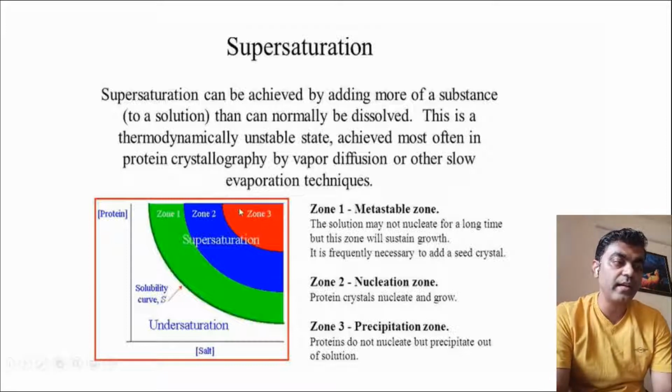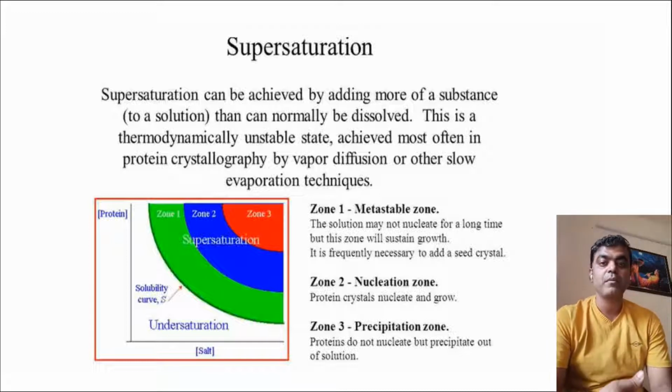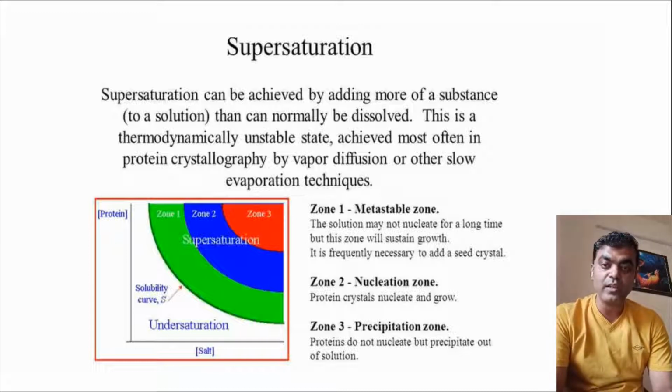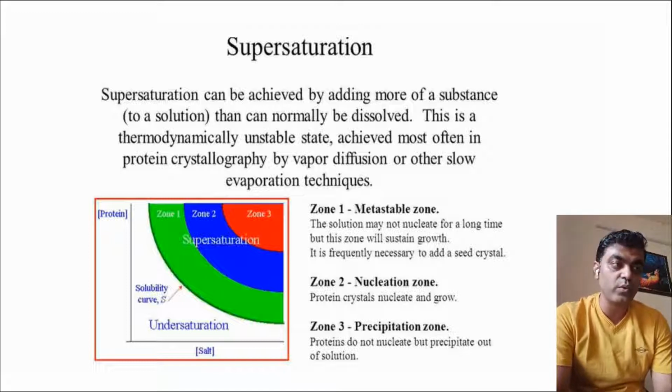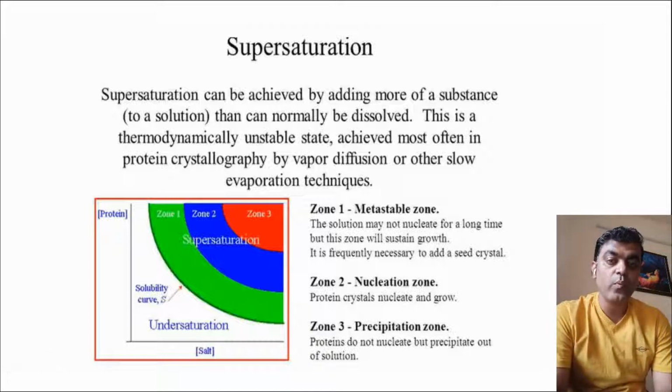The third, the red zone, is the precipitation zone, and in this precipitation zone proteins do not nucleate but precipitate out of solution. Now precipitation is when the final crystal deposition has already started, and nucleation is a step ahead of it. So nucleation and then followed by precipitation. So in the last zone, the red zone, the crystals which we are looking for will be observed.